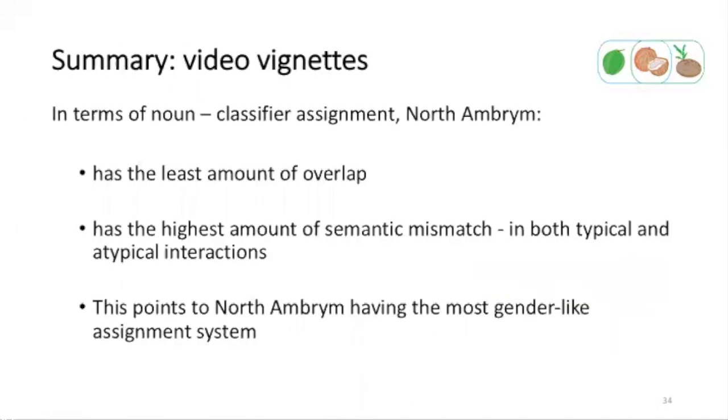Okay, so a quick summary of the video vignettes. In terms of noun classifier assignment, North Ambrym has the least amount of overlap. It also has the highest amount of semantic mismatch in both typical and atypical interactions. And this points to North Ambrym having the most gender-like assignment system of all the languages in our sample.